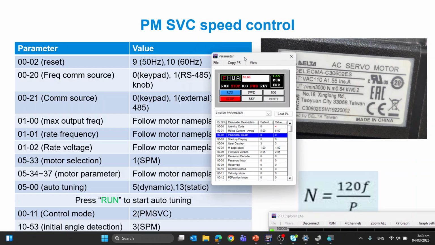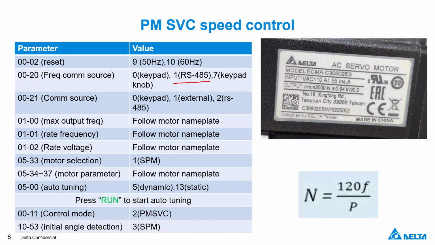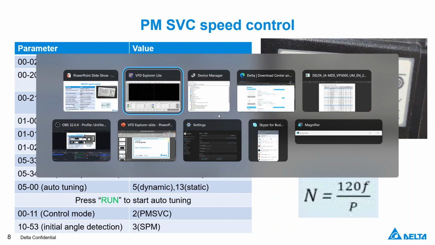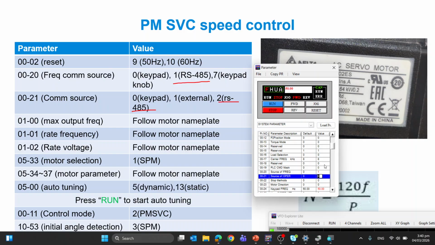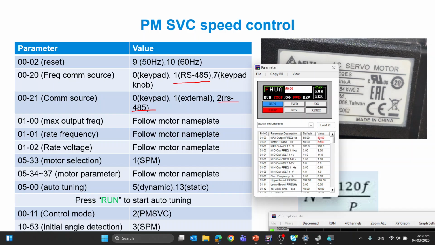Okay, then I select the command source and the frequency source. I want to use the RS-5 for command. So I can type this 0020 to 1 and 0021 to 2. RS-5. Then next we go to group 1 basic parameter.